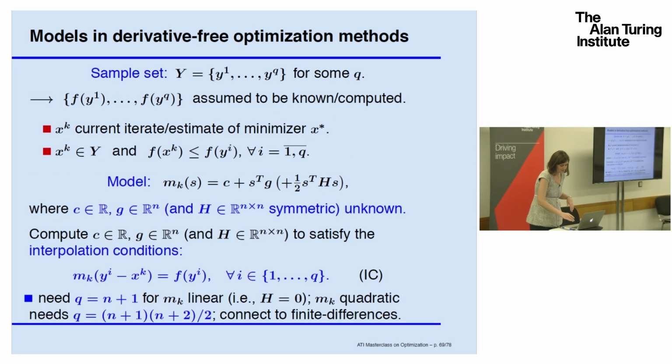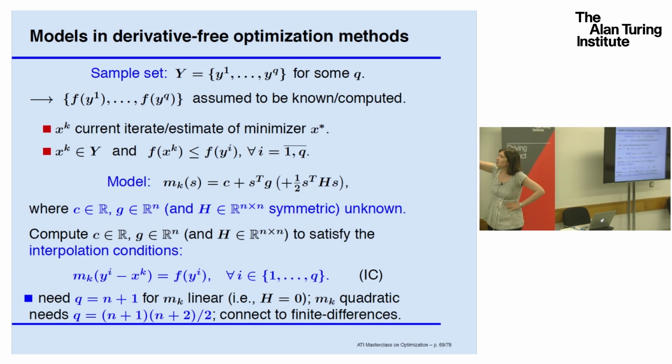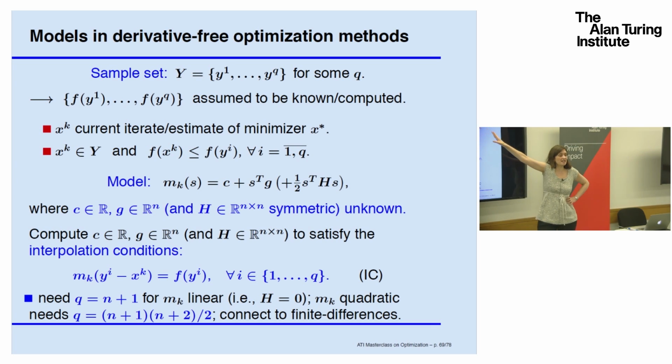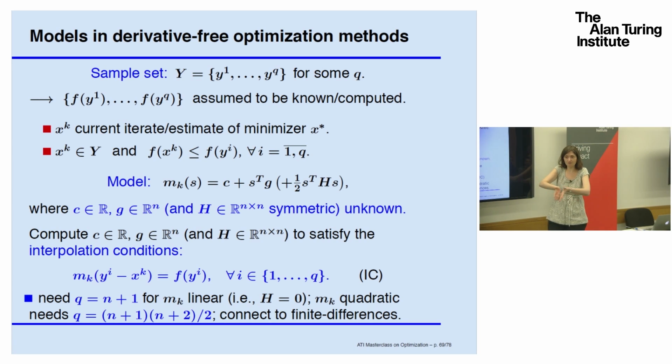That's it. So I'm going to choose a sample set. And this sample set is not going to be clustered tightly around one point, like in finite differencing. So a sample set, still local, but well spread out.